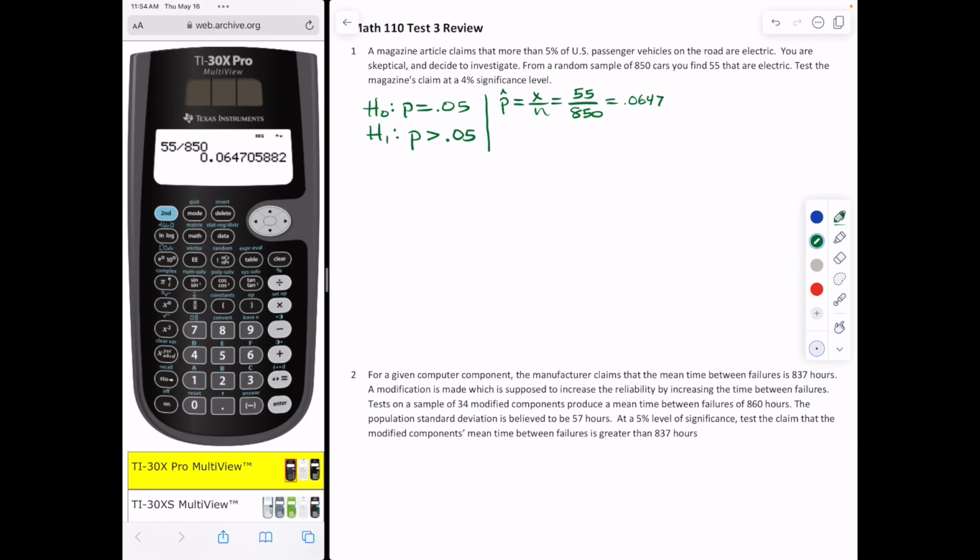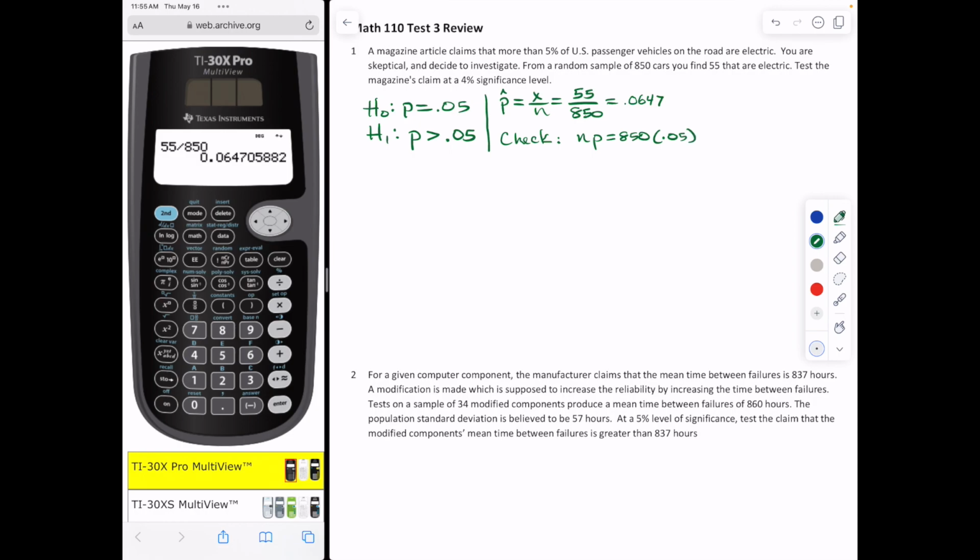And yeah, that is 3 significant digits. We don't count leading zeros with that. So we've got our p hat. Let's go ahead and do our check here. Okay, so for NP, the N is the 850 there. And for P, you're getting that from the null hypothesis, 0.05.